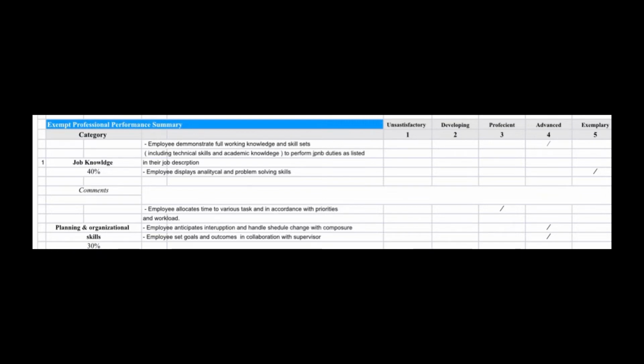The next one is descriptiveness, where descriptive is defined as giving details or something that describes. You can see on this particular Excel sheet, on the exempt professional performance summary, it is descriptive, meaning there are details in the appraisal form, such as the category and the comments.